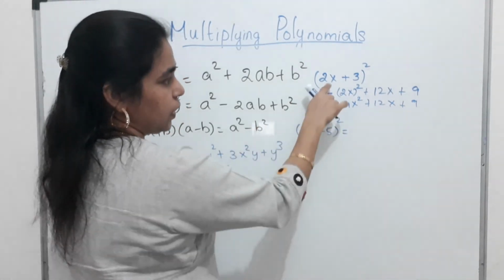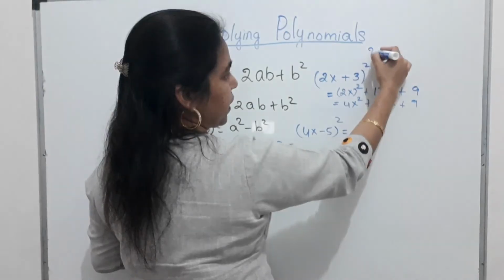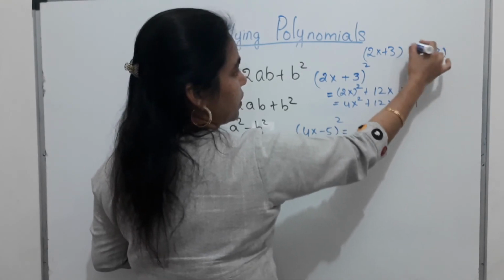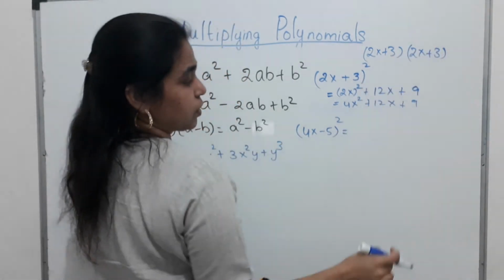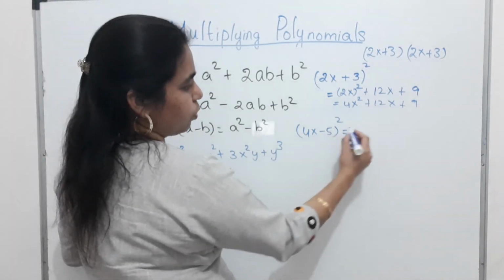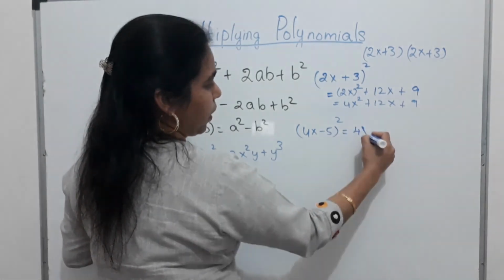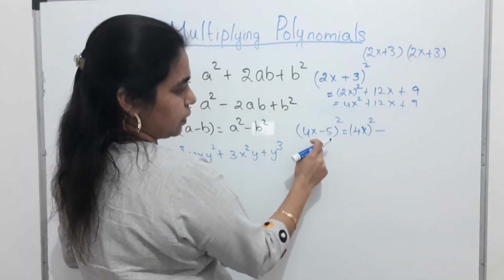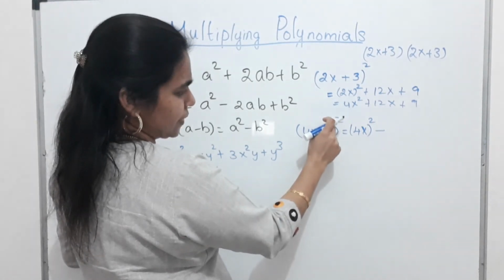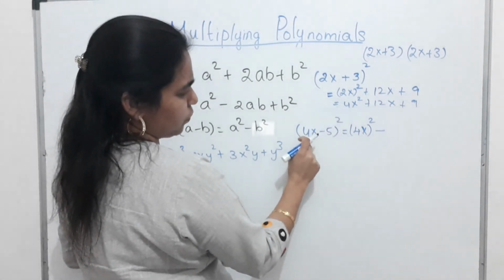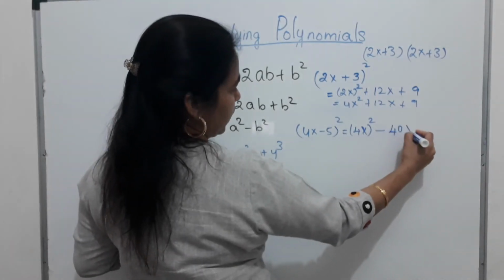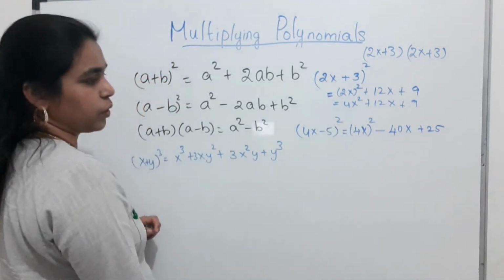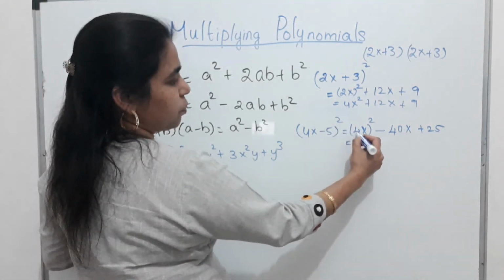Otherwise, you have to multiply each and every term, like you have to expand like this, (2x + 3) and (2x + 3). You have to put it this way, and multiply each and every term. In the next one there is a minus, so let's see: (4x) the whole square, and then minus, and you have to multiply all these three things. 2 times 5 is 10, 10 times 4 is 40, so 40x, and then plus 25, because 5 square will be equal to 25.